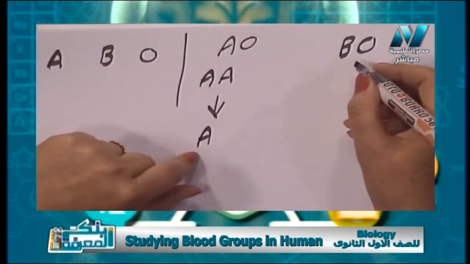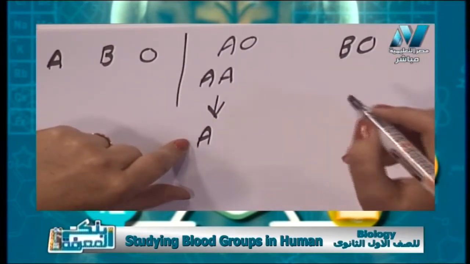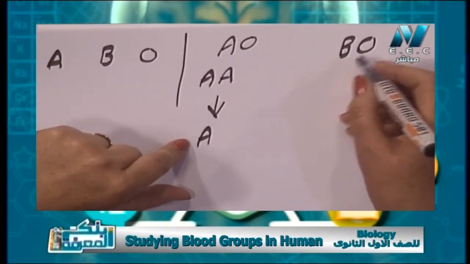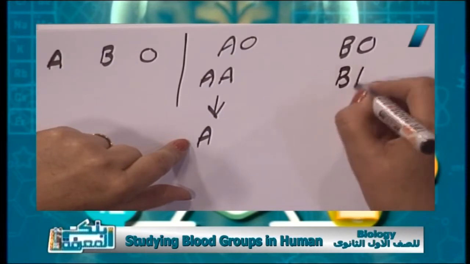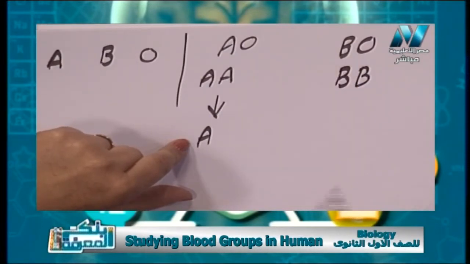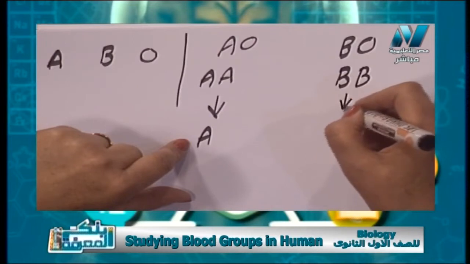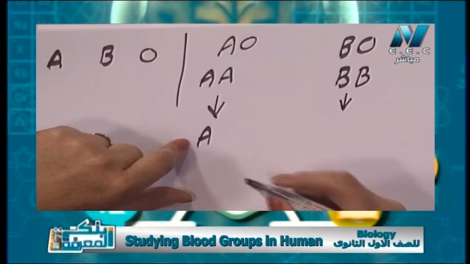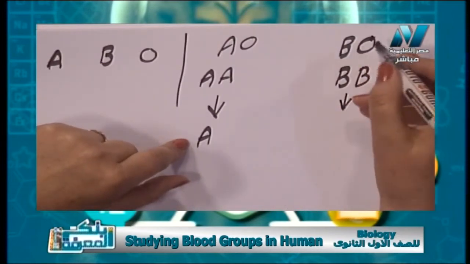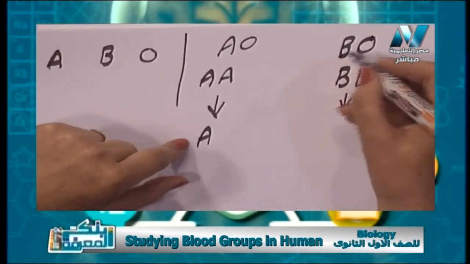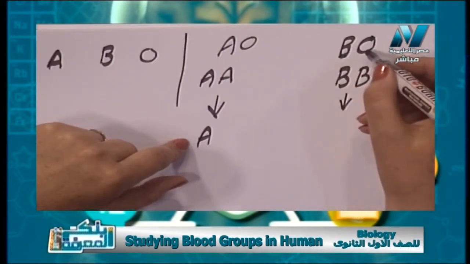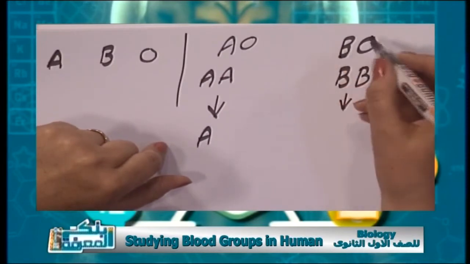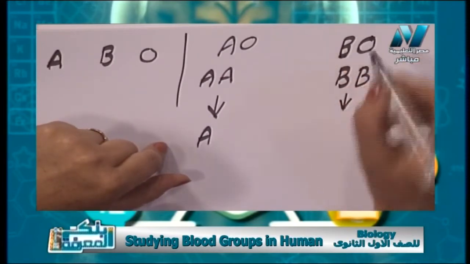And in case of the group B, the genotype of the person could be BO or BB. So the genotype of the person B could be pure or hybrid. When the gene O is present with gene B, the gene O doesn't show any influence, so it doesn't appear. So the B dominates over O, as Mendel said.